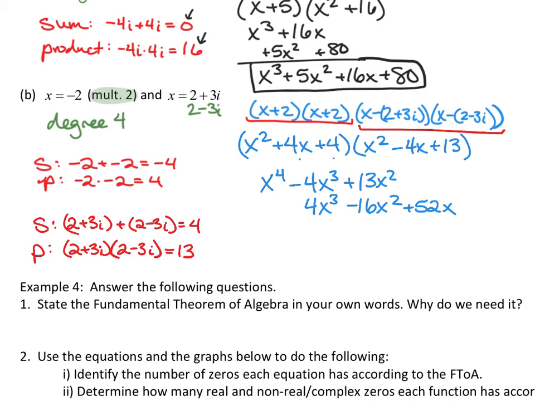Then I'm going to multiply this last constant here, 4, times everything in that second parentheses. 4 times x squared is 4x squared. 4 times negative 4x is negative 16x. And 4 times 13 is positive 52.